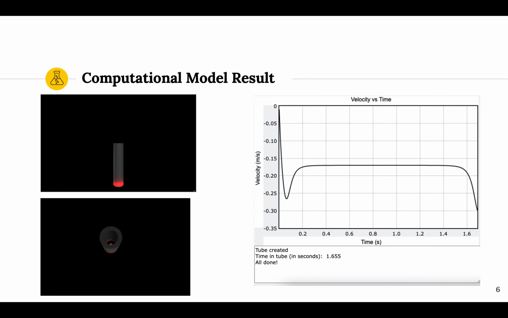So these are the computational model results. The photos on the left show the computational model of the tube and the bar magnet from 2 different angles. And on the right, it's the velocity versus time graph. And as you can see, the computational result is 1.655 seconds.